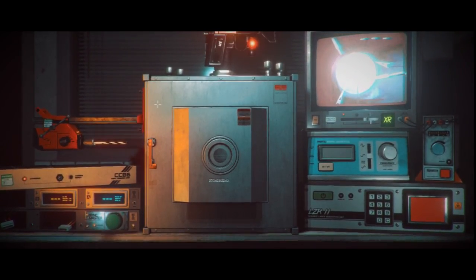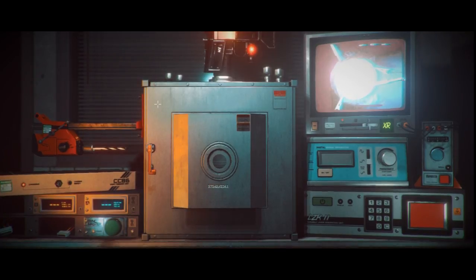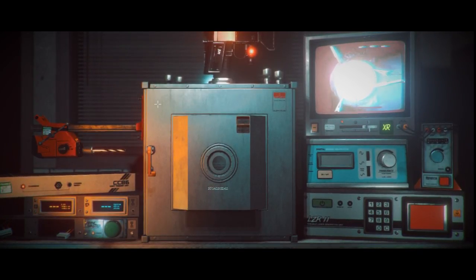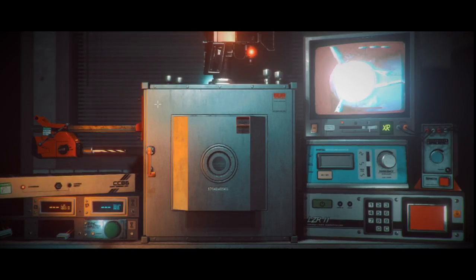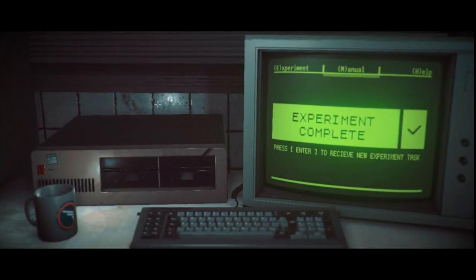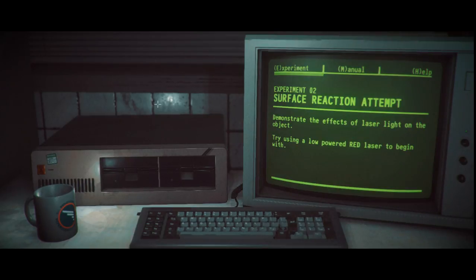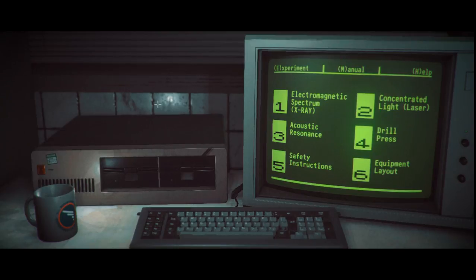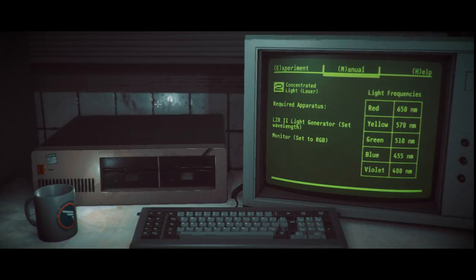Okay, good work. The X-ray is coming through now. There's no visible damage to the surrounding organic material, and no signs of activity either. All output is flatlined. Okay, let's begin. Experiment complete. New task. Okay, experiment number 2. Surface reaction attempt. Demonstrate the effects of laser light on the object. Try using a low-powered red laser to begin with. Required apparatus. We need the laser and the monitor.